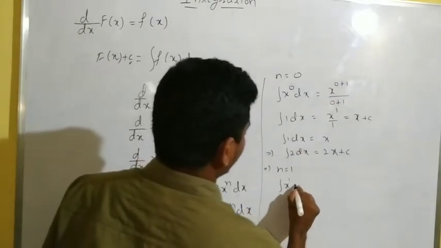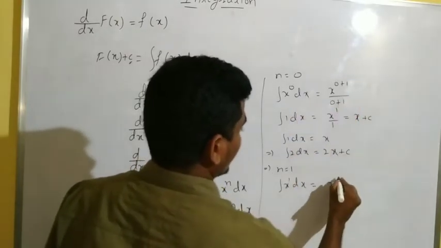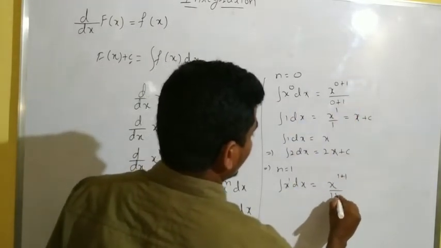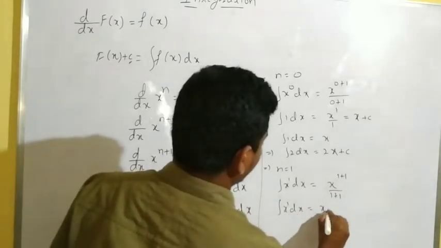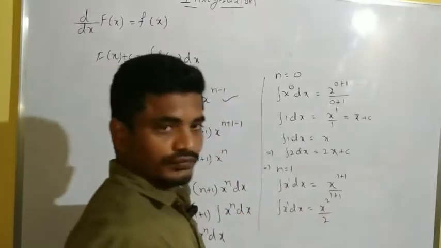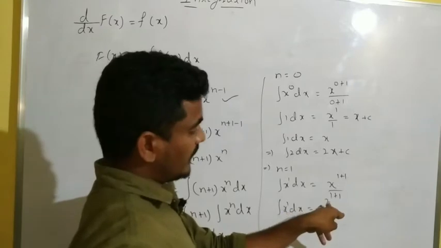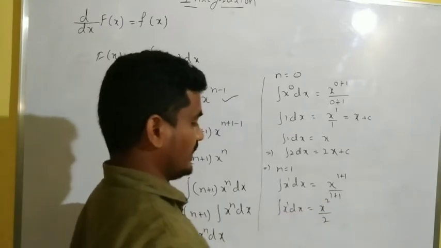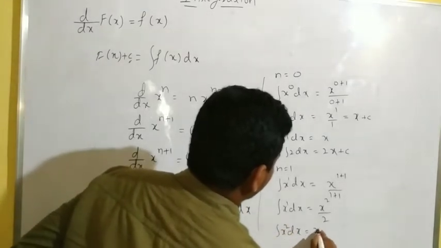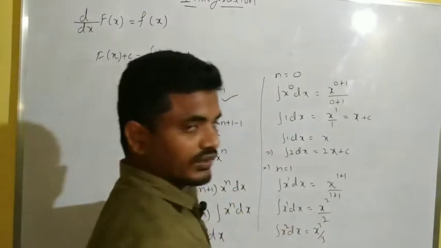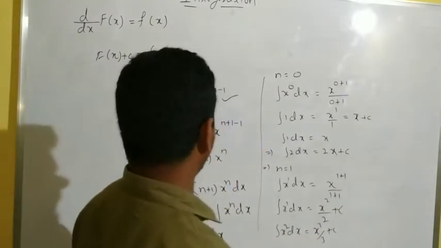integration of x to the power of 1 dx equals x to the power of 1 plus 1 by 1 plus 1, that is x square by 2. If it is 1, we get 2 by 2. If it is 2, 2 plus 1, 3 by 3, like we can get here. For example, we can write directly integration of x square dx equals x cube by 3 plus c, we can write. So what is c?